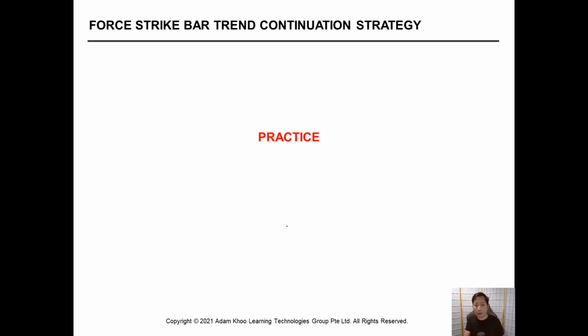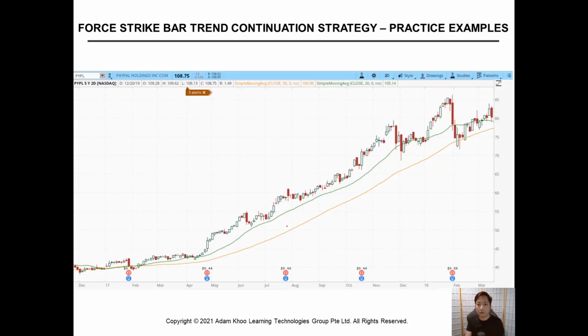So guys, let's practice, right? Along the way, you can pause the video and find the examples first before I go through. So for example here, guys, do not worry about the time frame, because sometimes I need to find the examples for you. So don't need to worry when you are doing your standard trading.